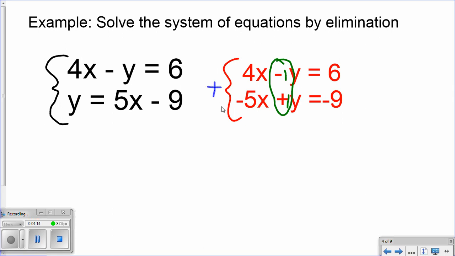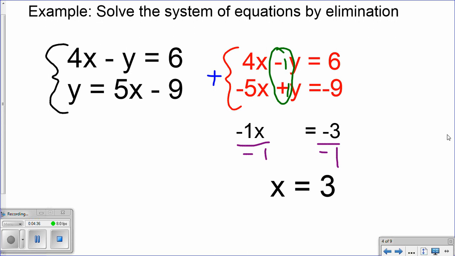So I go ahead and add it together. 4x plus negative 5x gives me negative 1x. Negative 1y plus 1y gives me no y's. It's gone. And 6 plus negative 9 gives me negative 3. So now I'm only left with one variable. I can go ahead and solve. So I divide both sides by negative 1. I end up getting x equals 3. So that's half of my solution.